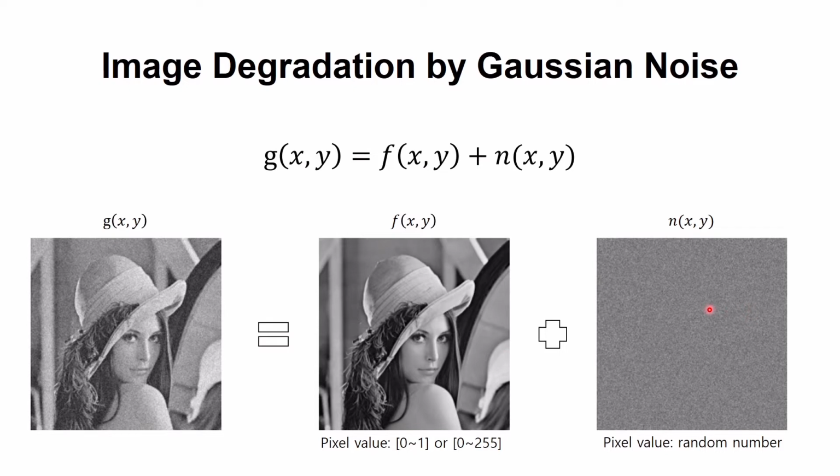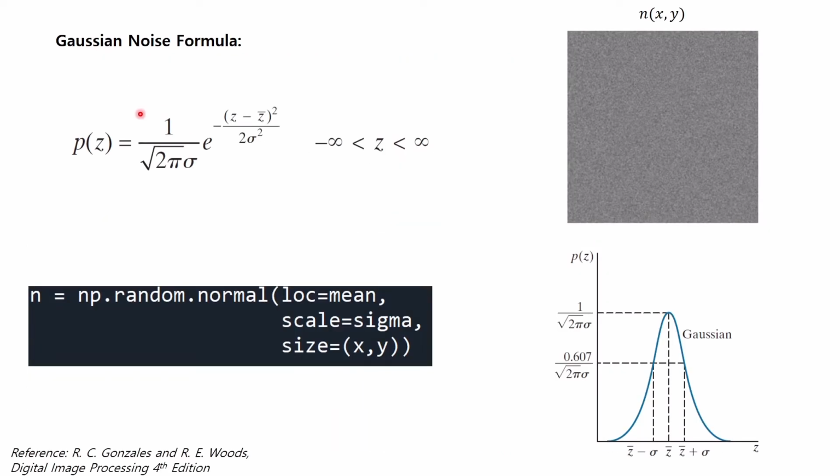Basically, noise is just an image where the pixel value is a random number. When the random number follows the Gaussian distribution, the noise is called Gaussian noise. So, we can easily create Gaussian noise using the Gaussian formula. In Python, we can use the NumPy built-in function random.normal to generate random numbers using the Gaussian formula. Here, the inputs are the mean value, the sigma or standard deviation, and the size. If we plot the histogram of this noise, we will get a distribution shape that looks like this, which is the Gaussian distribution. That is the basic theory of Gaussian noise.